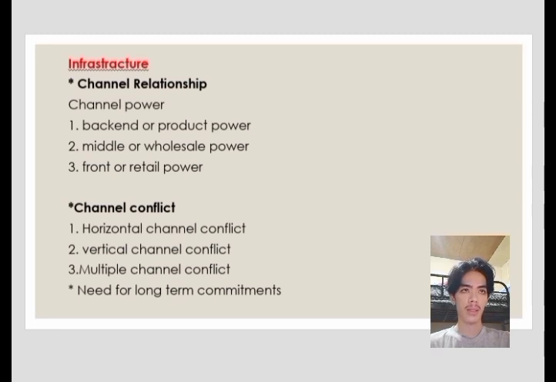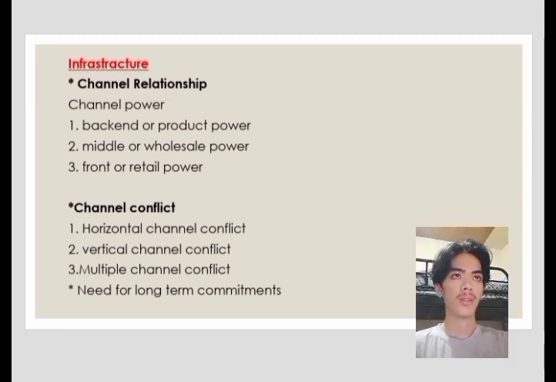First, we have back-end or product power. Back-end or product power usually lies in the hands of manufacturers whose products have a high level of customer demand. The rest of the channel members have little option but to carry forward the product in the chain or risk losing customers. Next, we have middle or wholesale power. Here, the power is in the hands of the wholesaler who is in a strong position in the distribution chain.